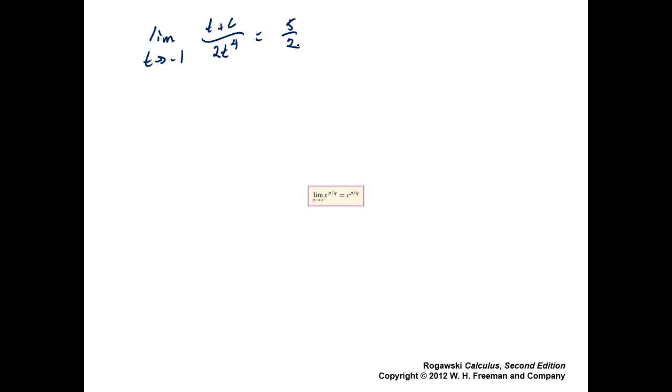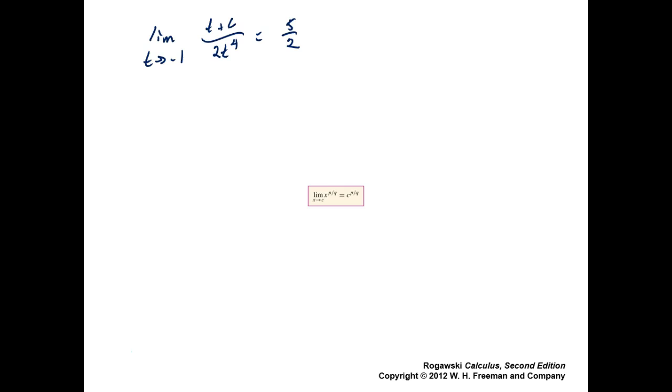Because the limit as t approaches -1 of t plus 6 would be -1 plus 6, which is 5. And with t equal to -1, -1 to the 4th power, to any even power, is going to be positive. So that would be plus 1. 2 times 1 is 2. 5/2. Very good. Any questions on that before we move on? Now, you see, doing the limit laws takes a lot more room. It's exactly the same thing.